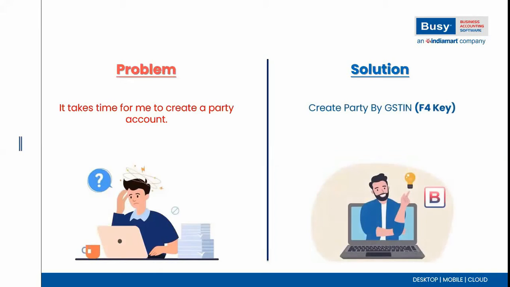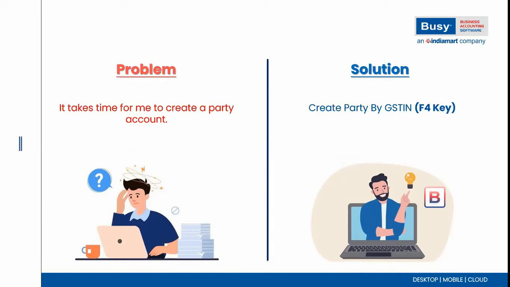In Busy software, you have an F4 shortcut key. While you're creating any party account or party master, at that point of time, you just press the F4 shortcut key and you can insert the party GSTN number. Then automatically that ledger will be created, and the software can gather the entire information about the party and the party GSTN number, as well as his GST number related information, in front of you. Once you check it out, if everything is okay for you, then you just save the data, and automatically that ledger will be created.